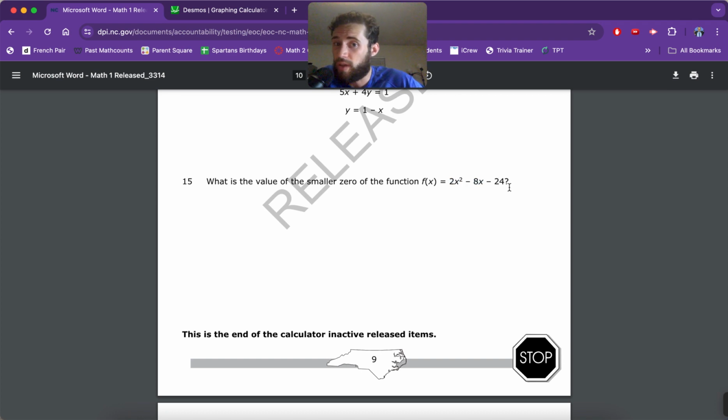And then these are all even numbers, so you can divide everything by 2. 0 divided by 2 is still 0. 2x squared would become just x squared. And then negative 8x would become negative 4x. And negative 24 would become negative 12. All right, so we get 0 equals this thing. And then you have to factor this.